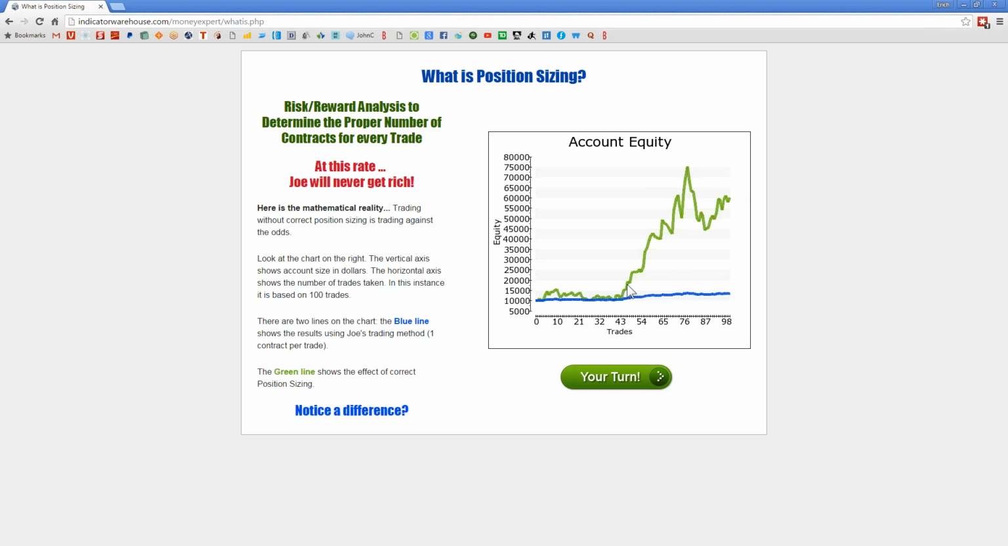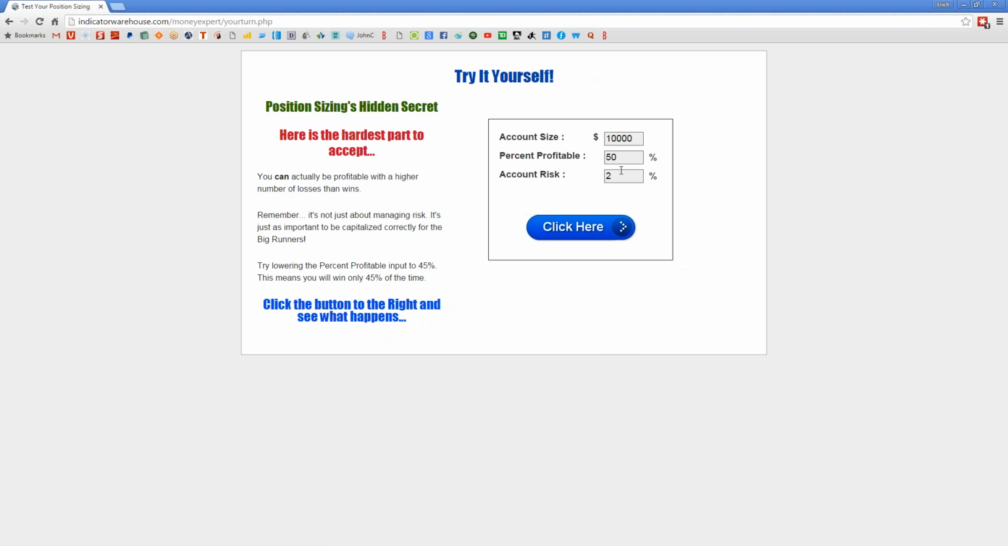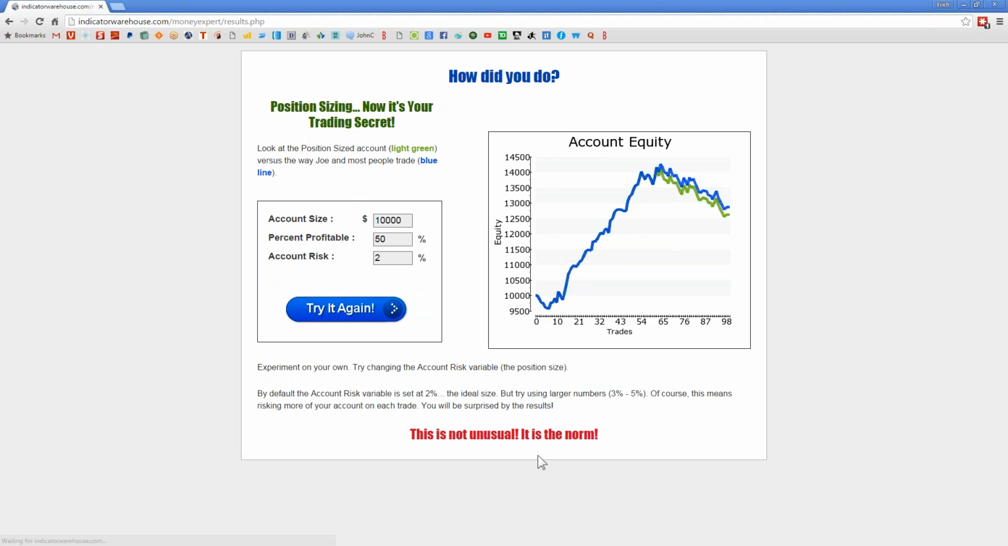Now, what's happening here is every time Joe wins, you win. Every time Joe loses, you lose. So you see, you had a pretty dramatic drawdown here. Joe would have had a less pronounced drawdown. But here's the important thing. By only risking 2% of your capital, you can have a system that is only right half of the time. That kind of takes a little bit of the wind out of the "I've got to have the perfect signal" scenario, doesn't it? If you're only right half of the time, but you're risking only 2% of your trading capital.